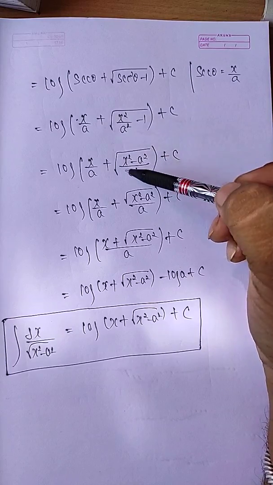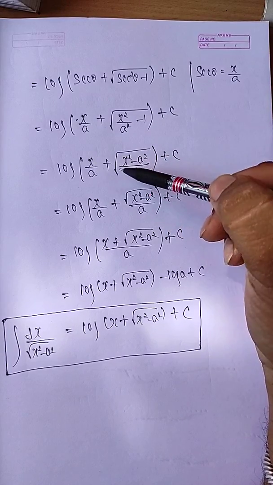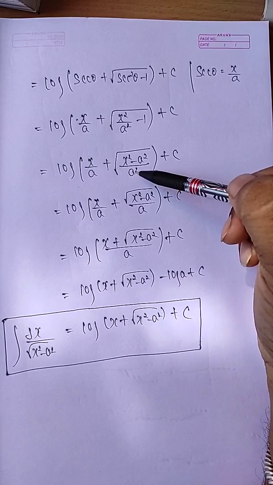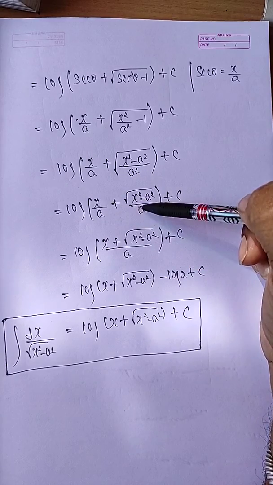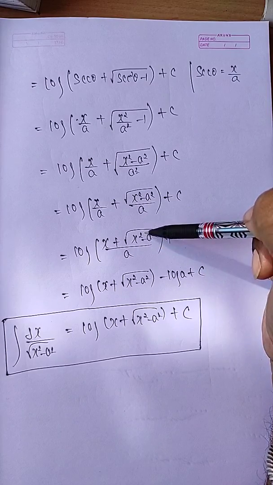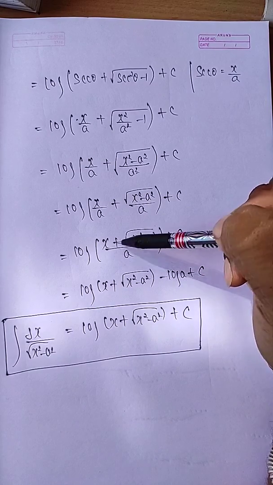Take a square as the LCM here. Log of x by a plus root of x square minus a square by a square. The square and root cancel, leaving a in the denominator. The denominator a is the same, add the numerator. Okay? Then it is in the form of log m by n.